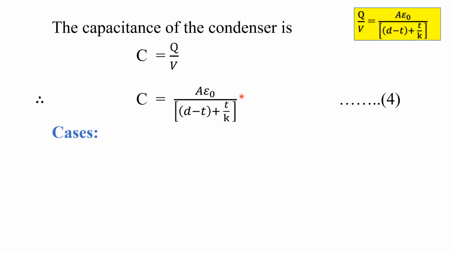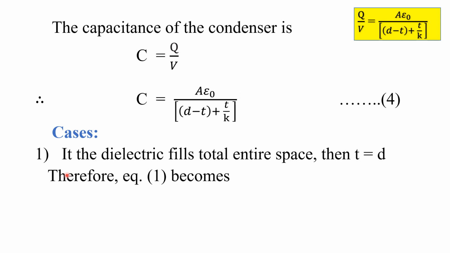There are 4 different cases. Case first: if the dielectric fills the total interspace, then t is equal to d. Put t is equal to d, then d minus t is 0. Equation 4 can be written as C is equal to A epsilon 0 K upon d.